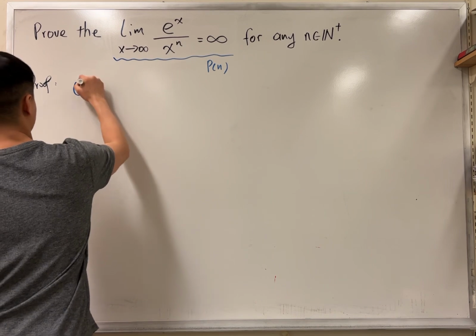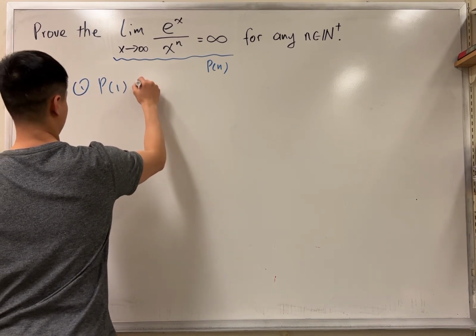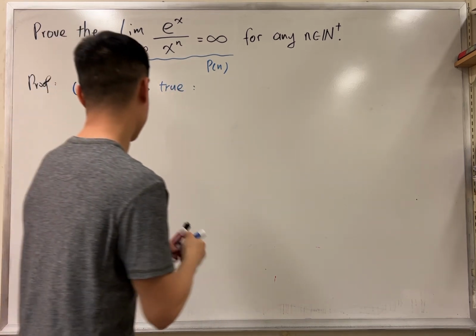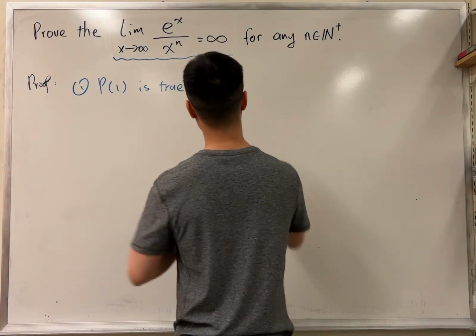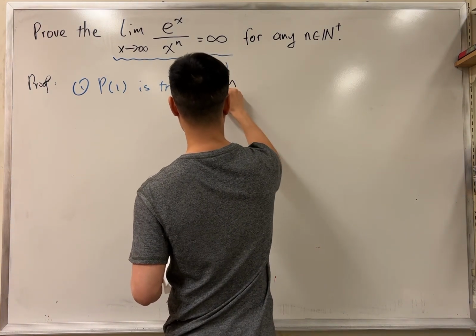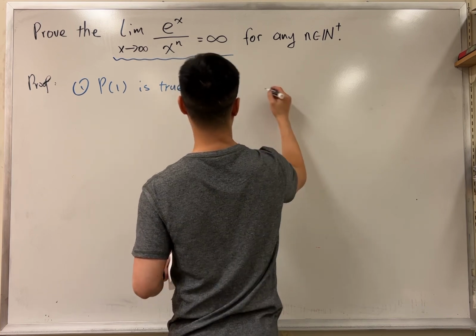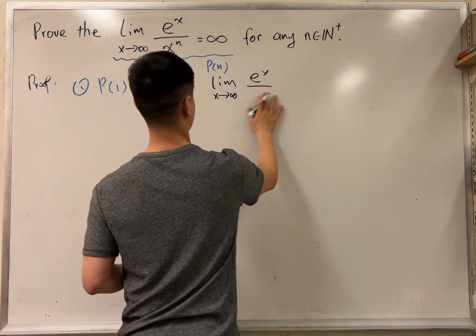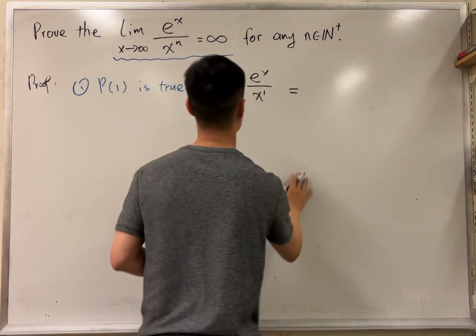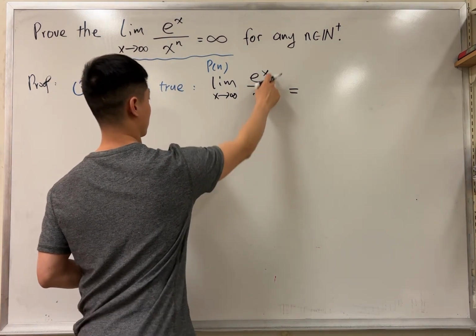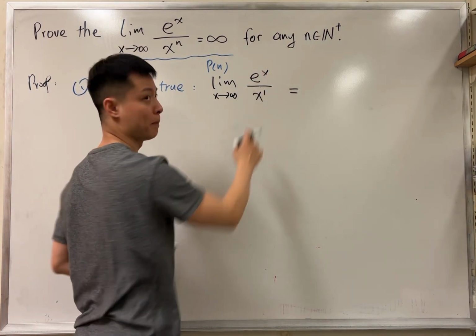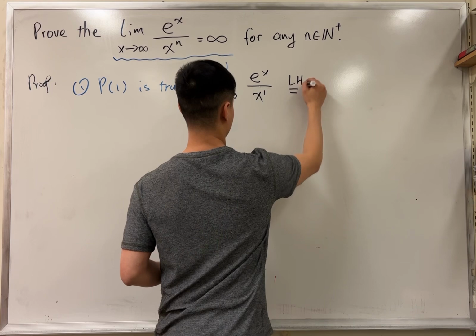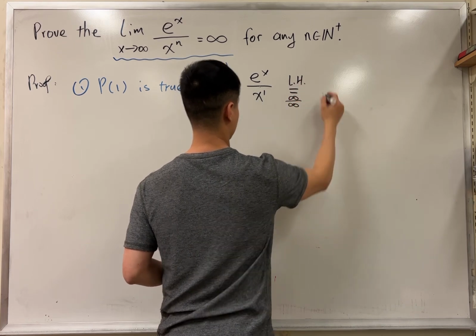First step, we need to show P of 1 is true. We see that P of 1 is true by doing some calculation. We calculate the limit when n equals 1. That is e to the x divided by x to the 1. We plug infinity into x and see that both the top and the bottom go to infinity, so it is clearly an indeterminate form where we can use L'Hopital's rule.